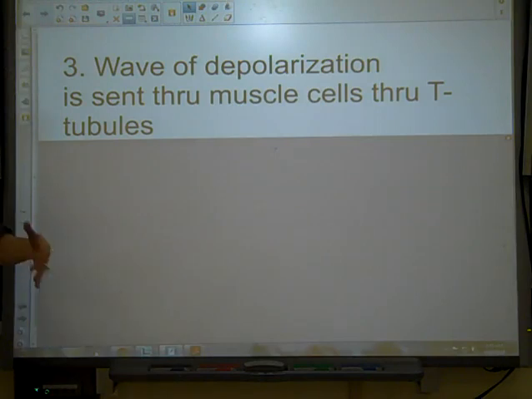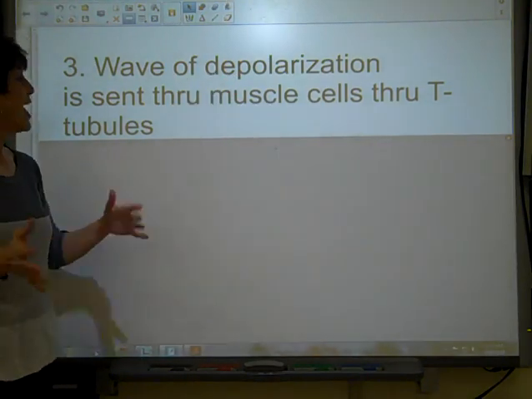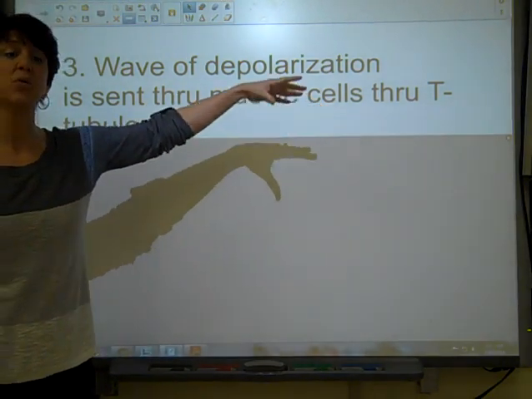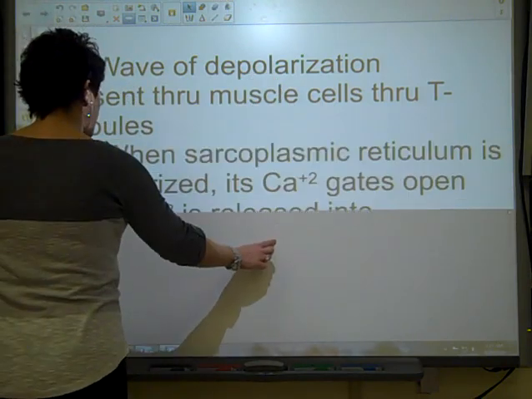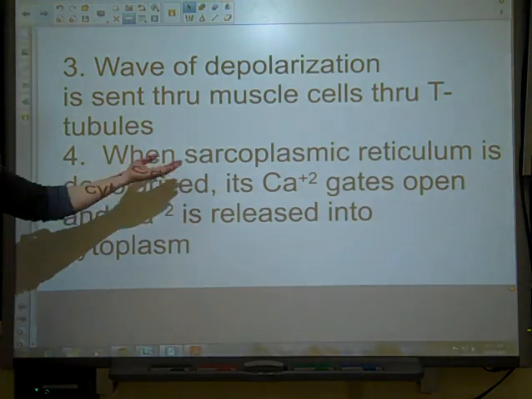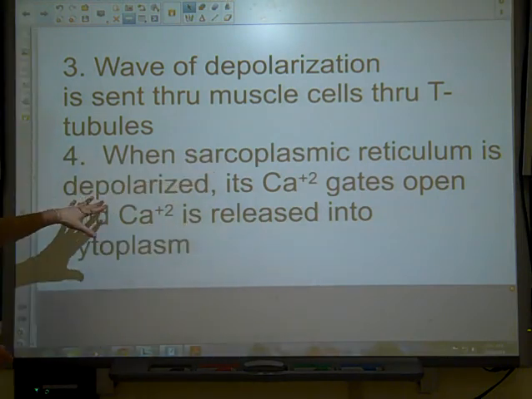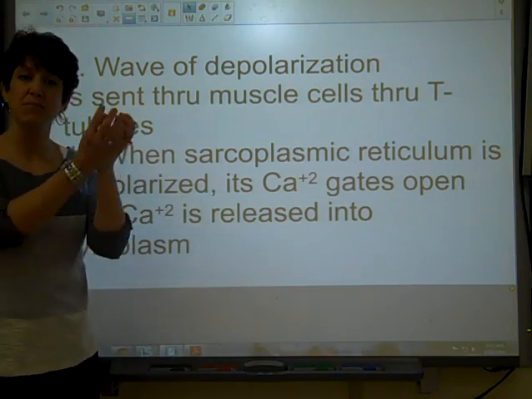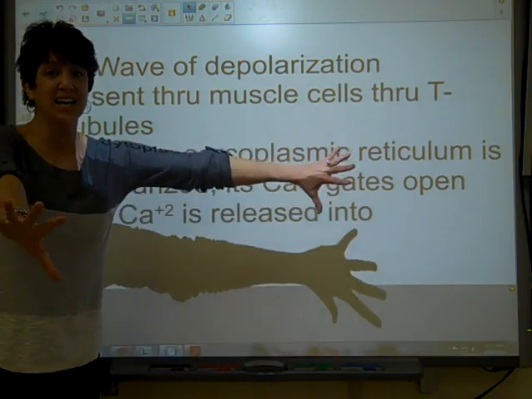When it does that, this wave of depolarization, so opening gates, happens throughout the muscle cell, and it spreads through that T-tubule, the transverse tubule that cut through the muscle cell. You'll remember there was sarcoplasmic reticulum connecting those T-tubules. So when the sarcoplasmic reticulum is depolarized, the calcium gates open. Sarcoplasmic reticulum stored the calcium. When it's depolarized, it lets the calcium out.